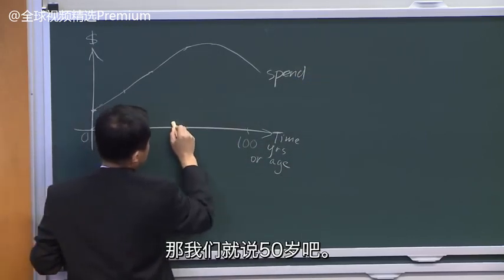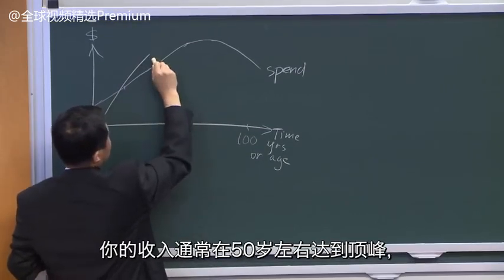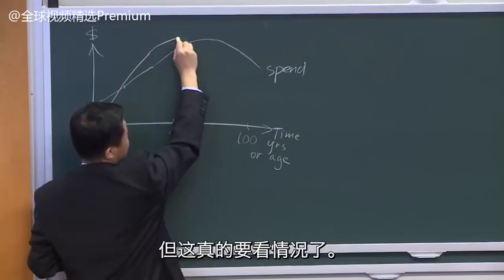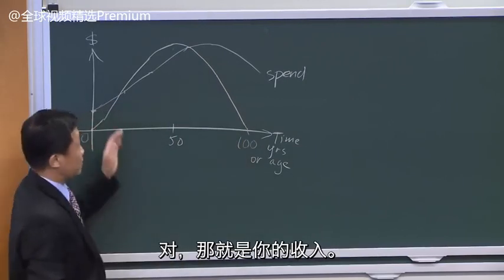So let's call this 50. Your earning typically peaks around the age of 50, but it really depends. Then you probably go down, back up, right? So that's your earning.